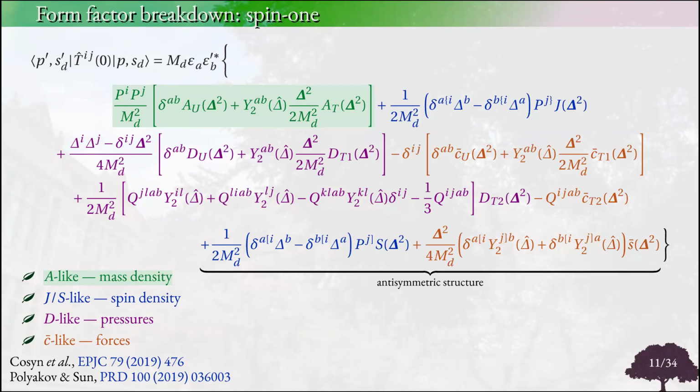So a lot of the stuff translates, and Polyakov and Sun's paper does an excellent job talking about things like the monopole versus quadrupole structure in a relativistic context. So it mostly translates, but there are some caveats about interpreting polarization ensembles.